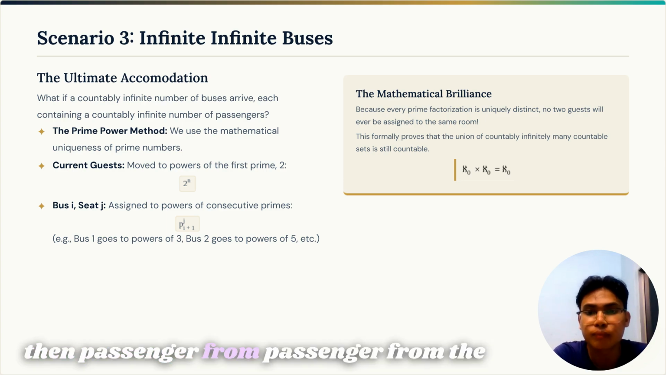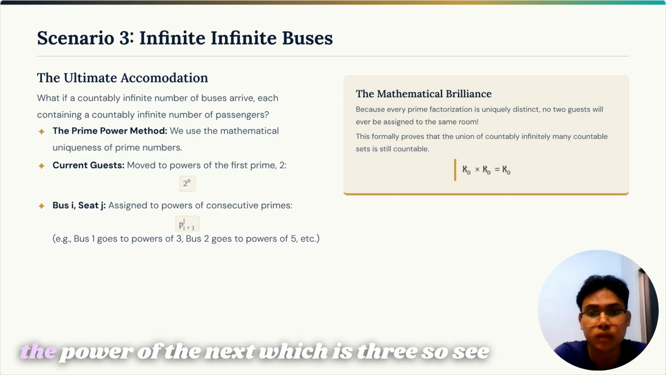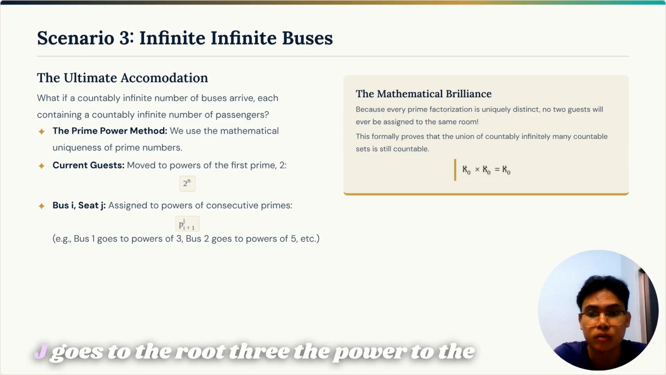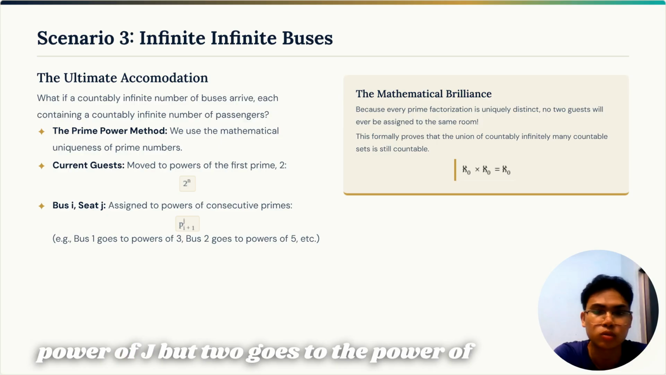Then passengers from bus one are assigned the powers of the next prime, which is 3. So seat j goes to room 3 to the power of j. Bus 2 goes to the powers of 5, and so on.